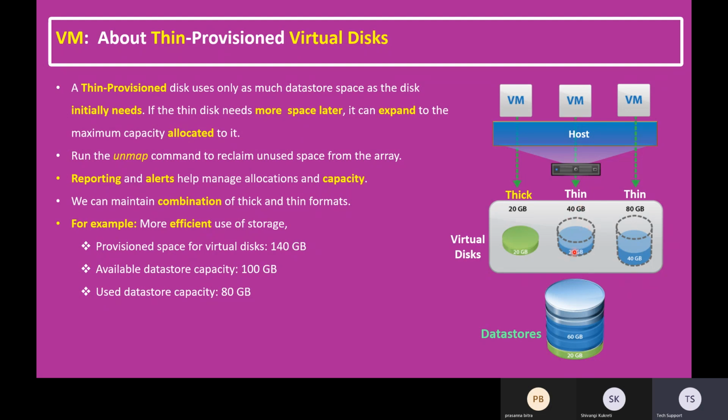So the maximum 20 GB, it will increase up to 40 GB only. Suppose if I observe the third virtual machine, the actual allocation is 80 GB, but initial need is only 40 GB. Later it will expand automatically until the 80 GB only. Suppose in future, I don't want this remaining 40 GB, you want to reclaim.